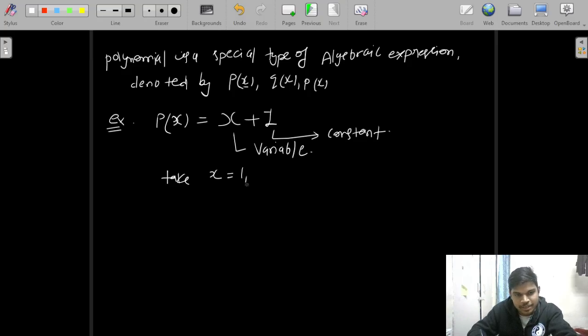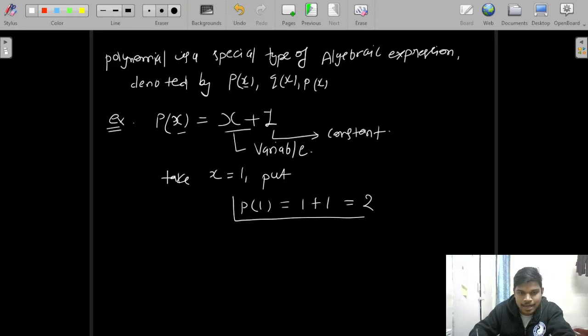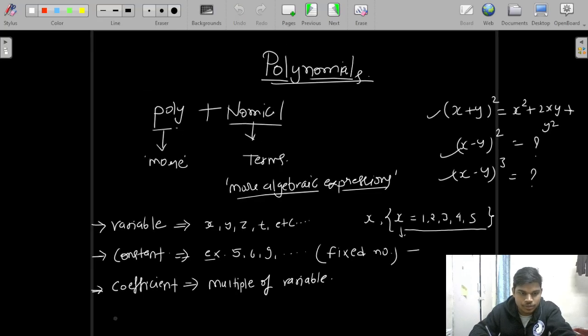So if you take x equal to 1 and put it in, then in place of x you are putting 1. So this is p of 1, and you need to change x to 1 at every place where x is present. So this is 1 plus 1, and the total addition is 2. So this is basically the idea of a variable. Now, what is the coefficient? I already gave you the definition of coefficient.